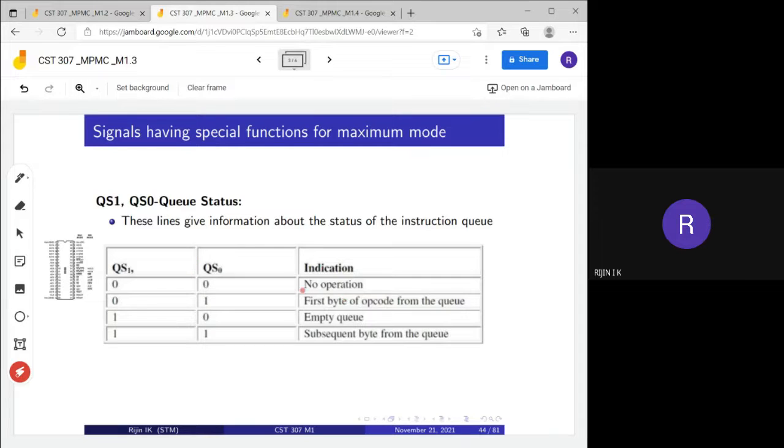So to summarize, if both are 0, no operation. QS1 equal to 0 and QS0 equal to 1 means first byte of the opcode from the queue, then 1 0 means empty queue, then 1 1 means subsequent byte from the queue. So that is the queue status.